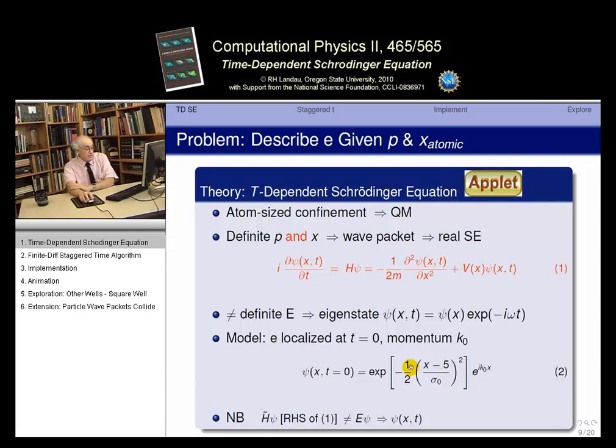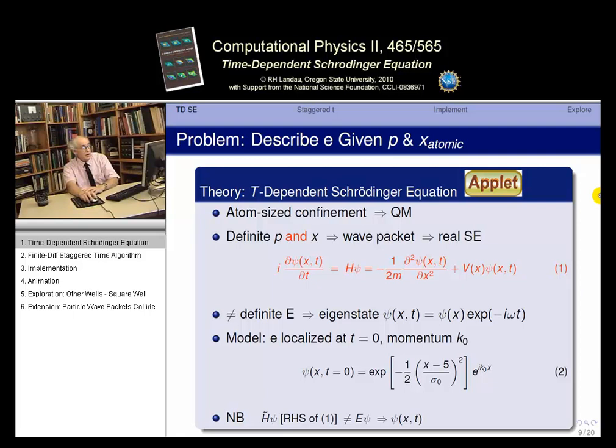And note that if we have the right-hand side of the Schrodinger equation, the H psi part, which means we take the second derivative with respect to space and we multiply by the potential, the right-hand side of equation 1 acting on this, which has an x here and the exponential, a Gaussian, has a plane wave, will not give you an eigenstate of energy. It doesn't give you just a number back times itself. It gives you something more complicated. So we don't have an eigenstate. We need to solve the time-dependent Schrodinger equation.